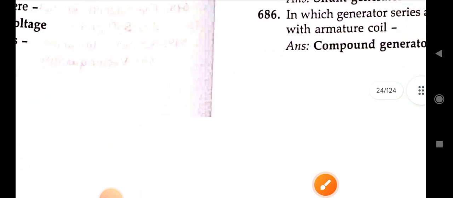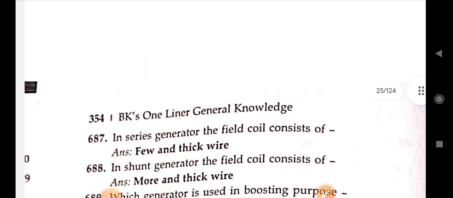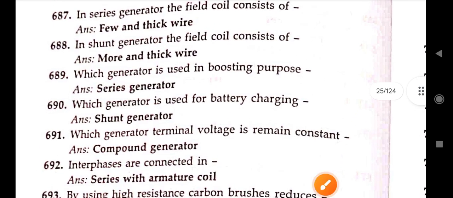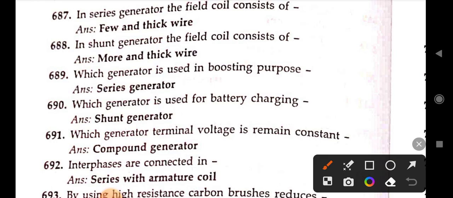Next, in a series generator, the field coil consists of few turns of thick wire. In shunt generator, the field coil consists of more turns of thin wire. Which generator is used for boosting purpose? Series generator. Which generator is used for battery charging? Right answer is shunt generator. Which generator terminal voltage remains constant? Compound generator.